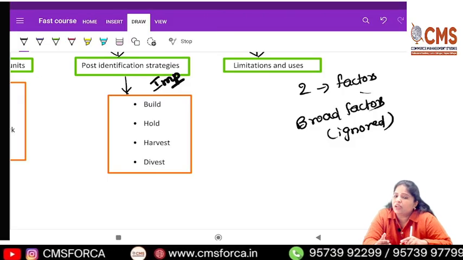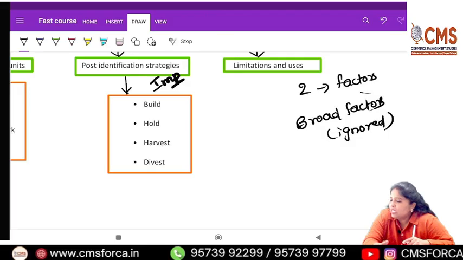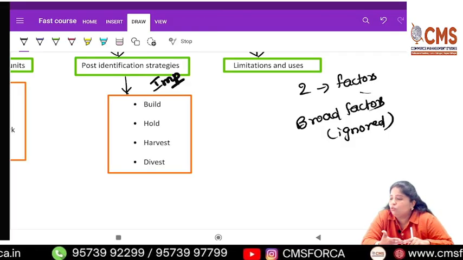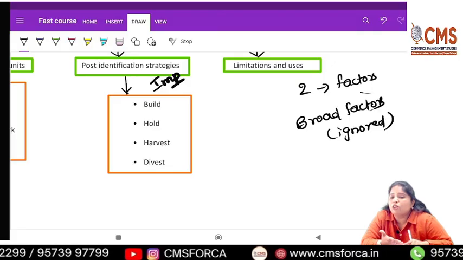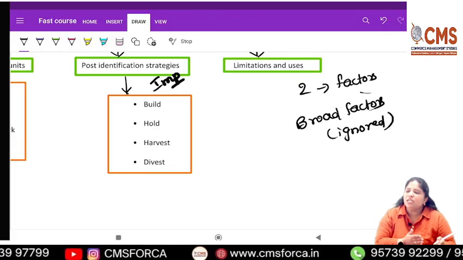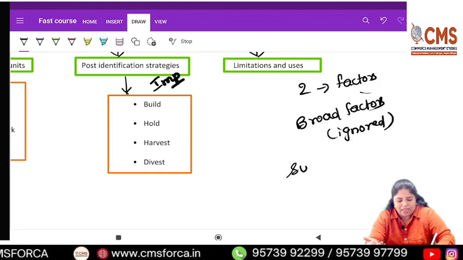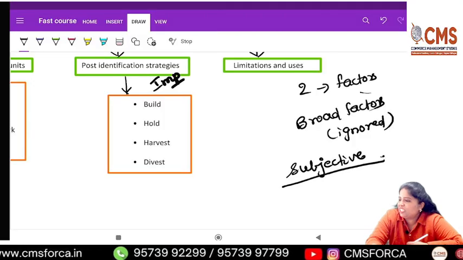So there are other factors which decide on where you should invest and how you should invest. Customer loyalty, your market position, your resource usage, your environmental impact, you should consider your competitors, but you are not considering all those broader factors while deciding. So we say the BCG matrix is very, very subjective.